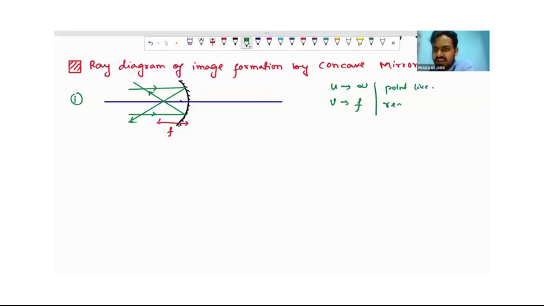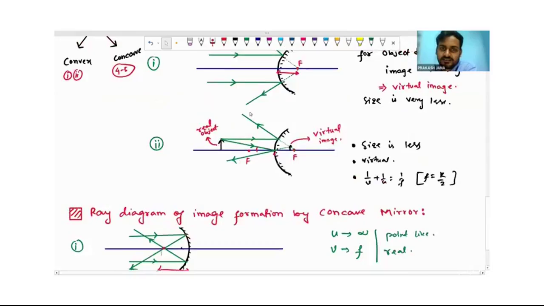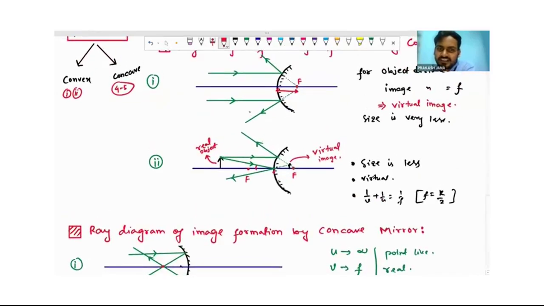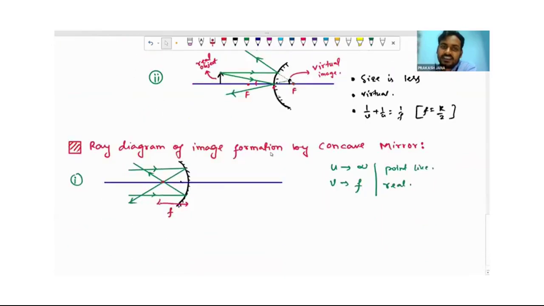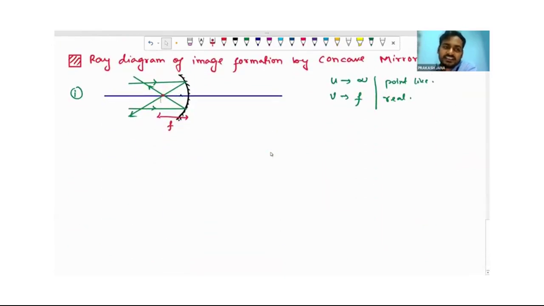And we can say it is a real image because we are getting the image by the intersection of the reflected rays. In case of a convex mirror, we get the image by the intersection of the extension of the reflected rays, not the reflected rays themselves. But here the reflected rays get intersected, so definitely this is real, isn't it?